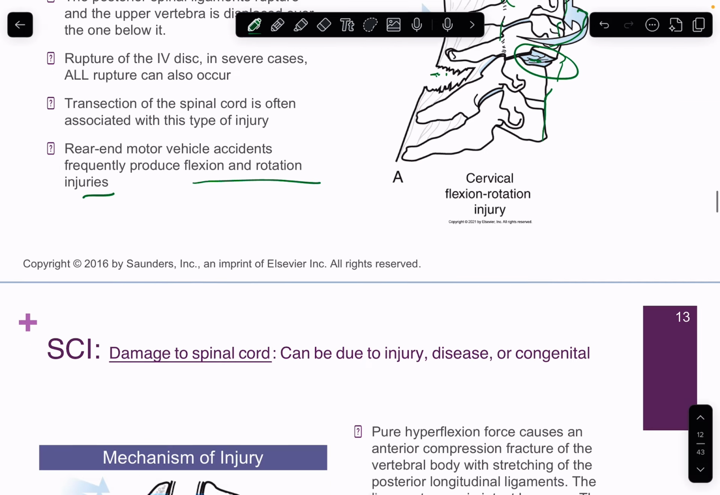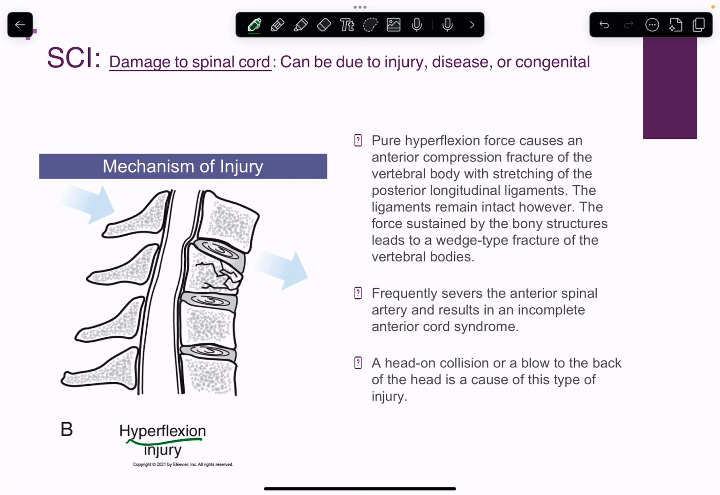So we also have the hyperflexion injury. This is a pure hyperflexion force that causes an anterior compression fracture of the vertebral body with stretching of the posterior longitudinal ligaments, right here, and the ligaments remain intact, however. The force sustained by the bony structures leads to wedge type fracture. You can see the wedge type fracture of the vertebral bodies.